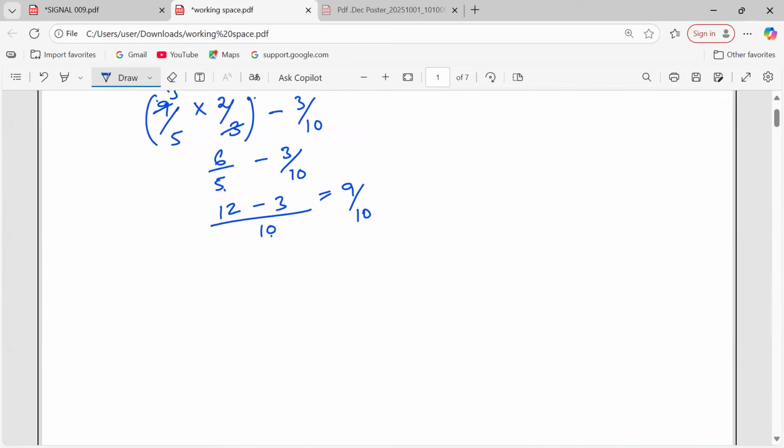Let me now check the denominator. What about when we work out the denominator?